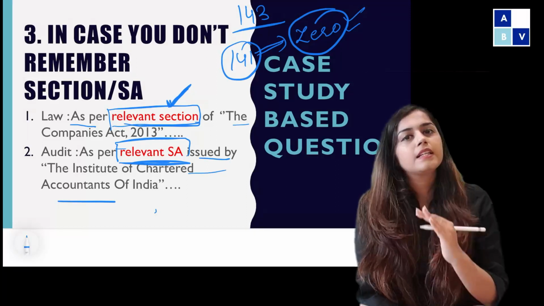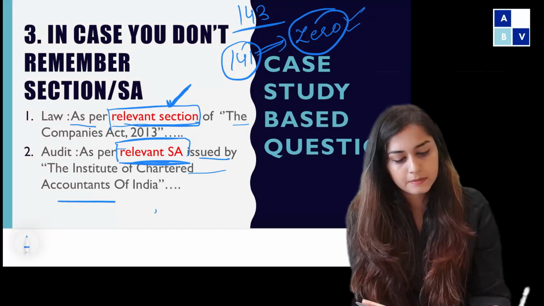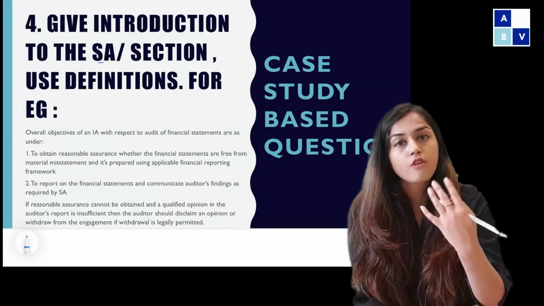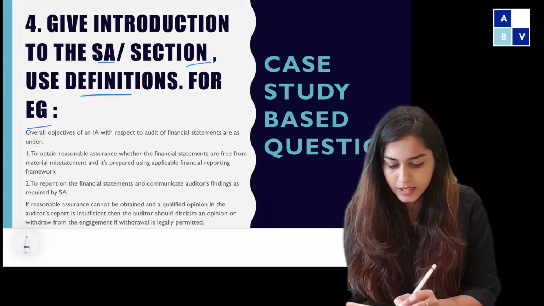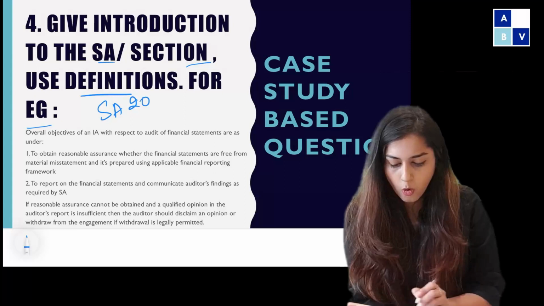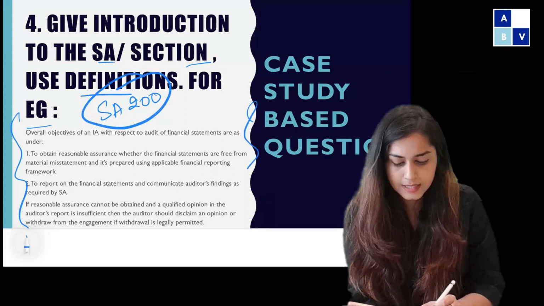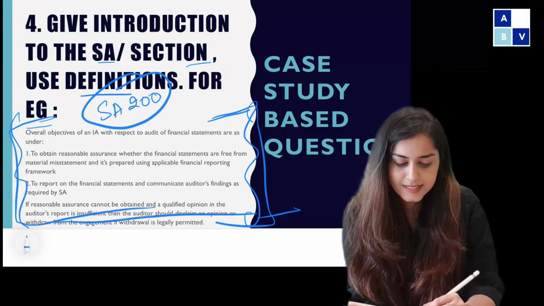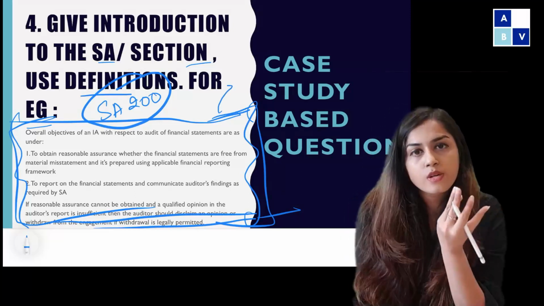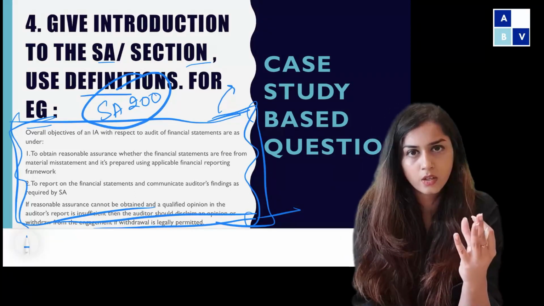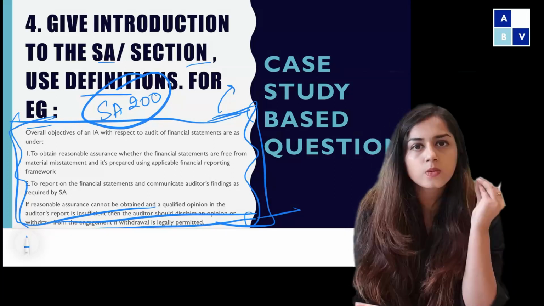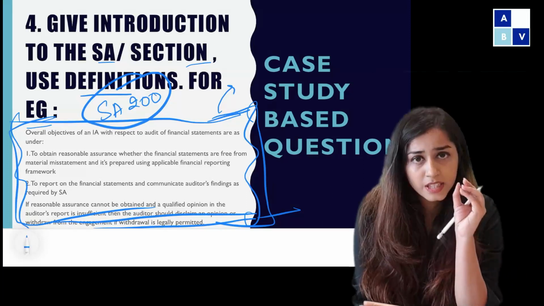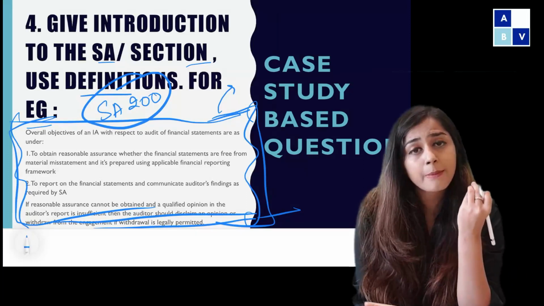Now, once you have started with your whole thing, next thing, give an introduction to the SA or section, use definitions. For example, if I am starting with SA 200, that I am supposed to write down the overall objectives of an independent auditor. There are certain things associated with SA 200. I am not discussing it in detail because it is not just linked to auditing, but you have to give an introduction of whatever standard, whatever section you are going to. I would recommend you to go for 20 to 30 words of starting. This may or may not be linked to your case study, but it should give a bit of introduction.